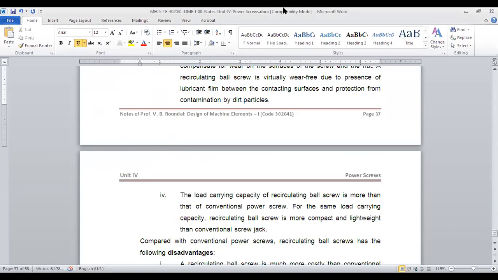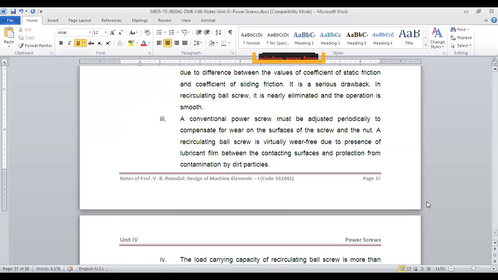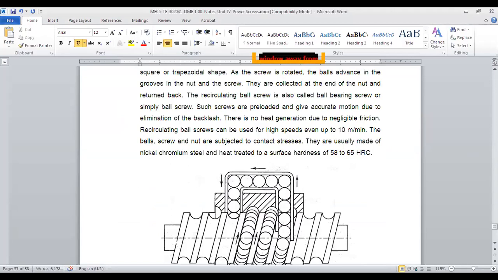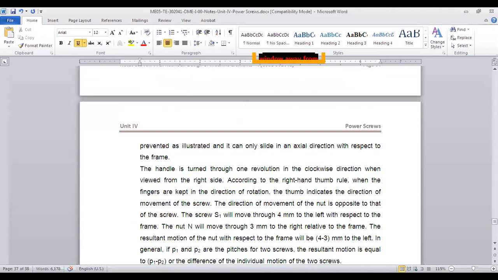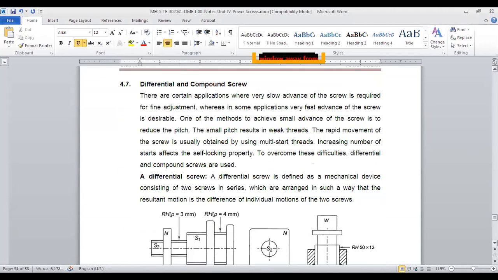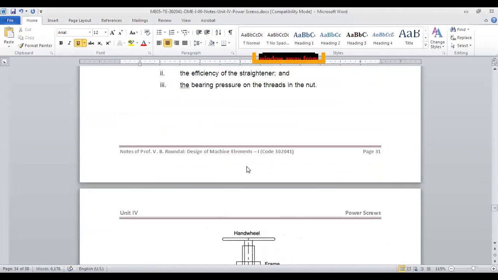let's go back to where we were. I hope there is no doubt because nobody is saying anything in the chat. So this is the way we close the chapter. We'll take one quick numerical, and then we'll try to close it in the last 5 to 10 minutes. So I have taken a numerical.